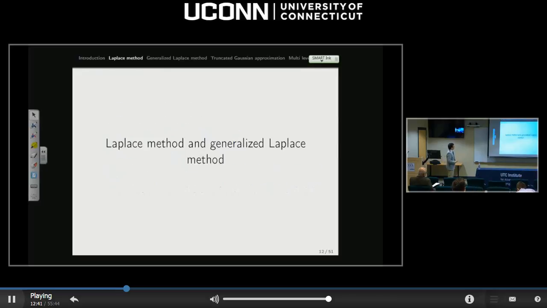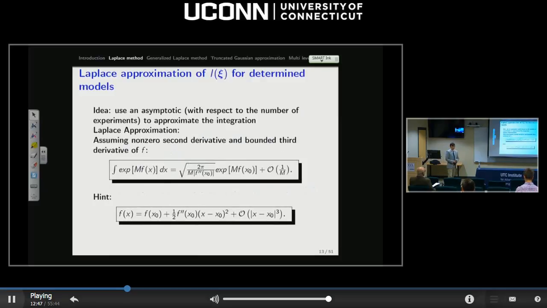So, the Laplace method and the generalized Laplace method. The main idea of the Laplace method is that asymptotically you can approximate the posterior using a Gaussian distribution. Or in the generalized Laplace method, you don't have a Gaussian distribution, but you have a measure concentrated along some manifold in the parametric space.